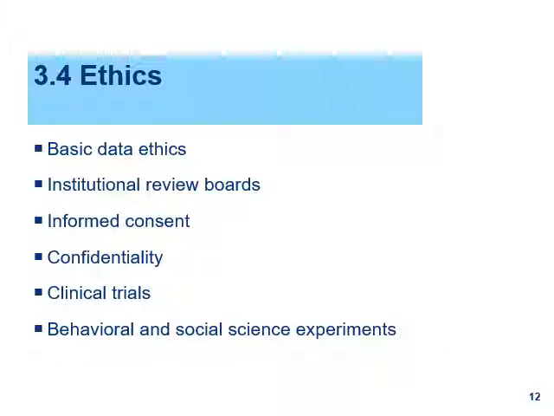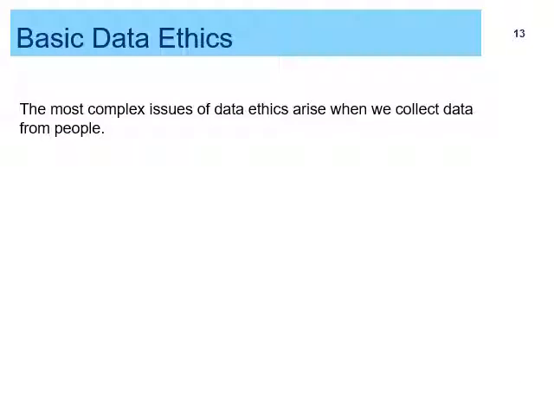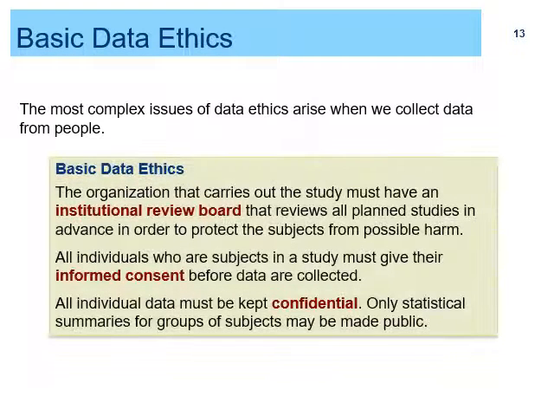Now we will learn about ethics. The most complex issues of basic data ethics arise when we collect data from people. The organization that carries out the study must have an institutional review board, known as an IRB, that reviews all planned studies in advance in order to protect the subjects from possible harm. All individuals who are subjects in a study must give their informed consent before data are collected. All individual data must be kept confidential, and only statistical summaries for groups of subjects may be made public.